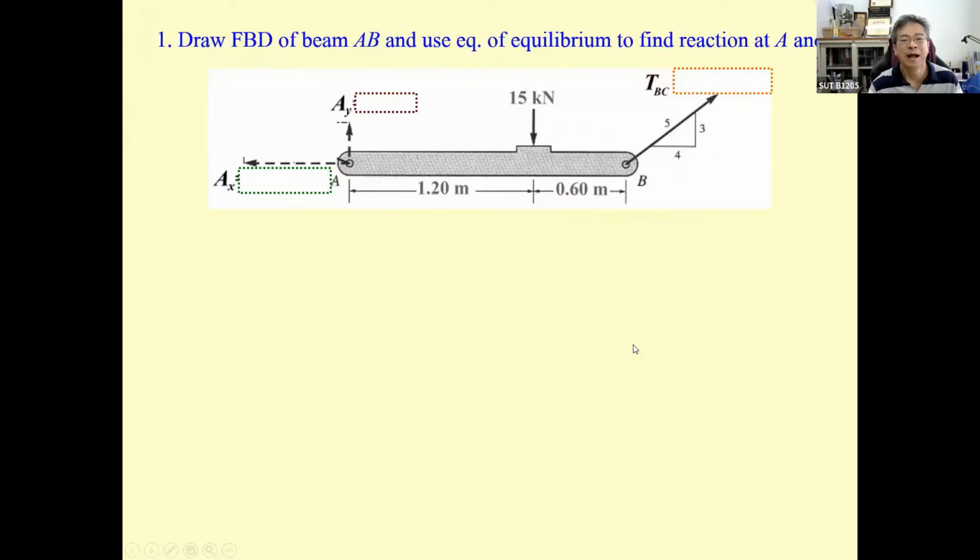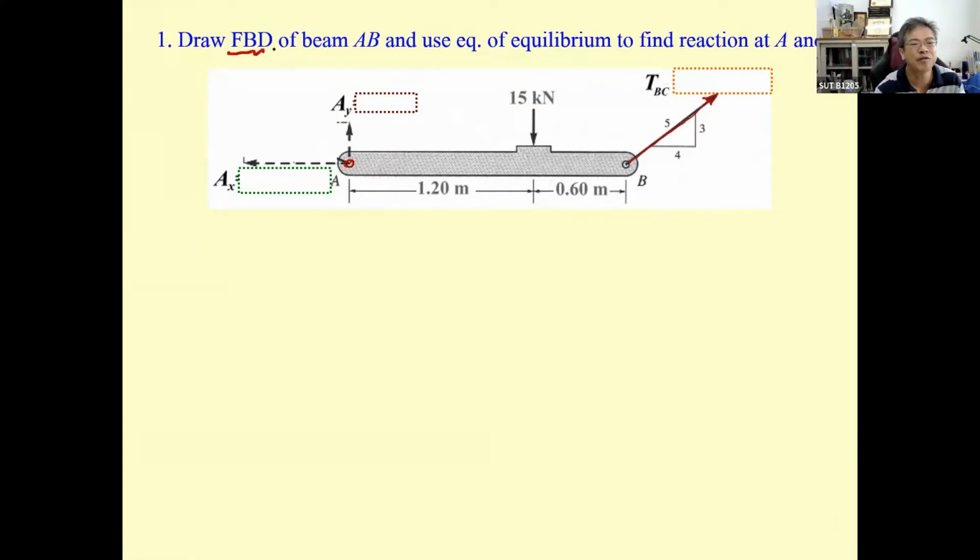The cable, the rod BC is the two force member. So over here, we are going to have the T sub BC. And over here, we have the pin, okay? And this pin is going to have the A sub X and A sub Y. And this is going to be a type force.